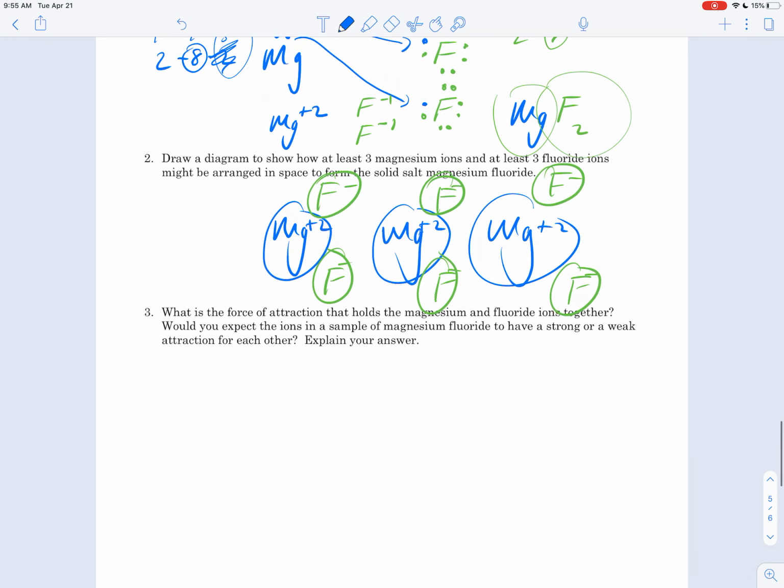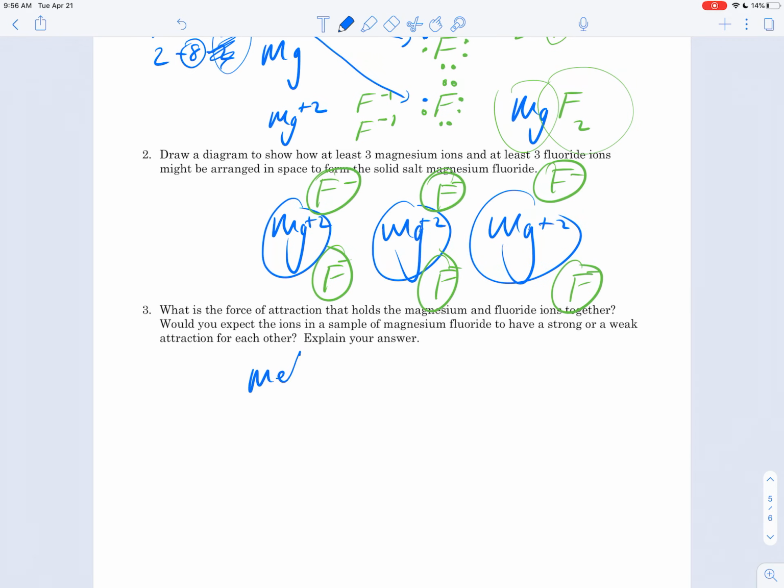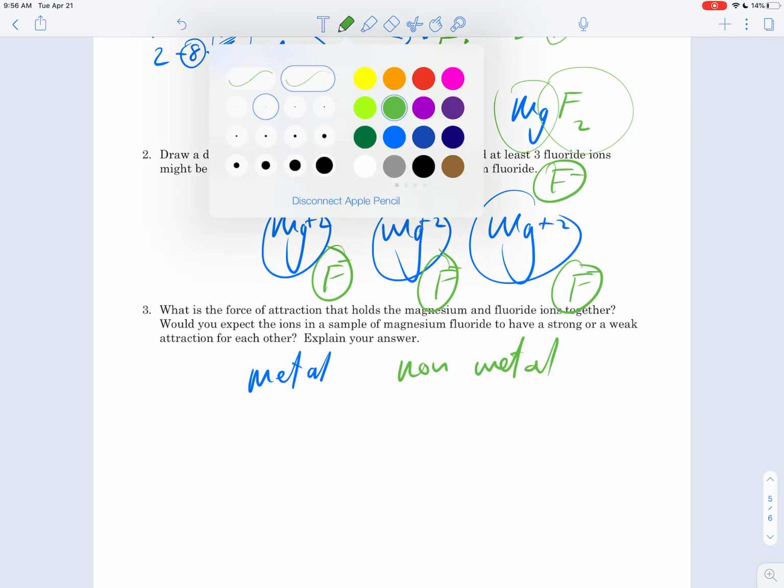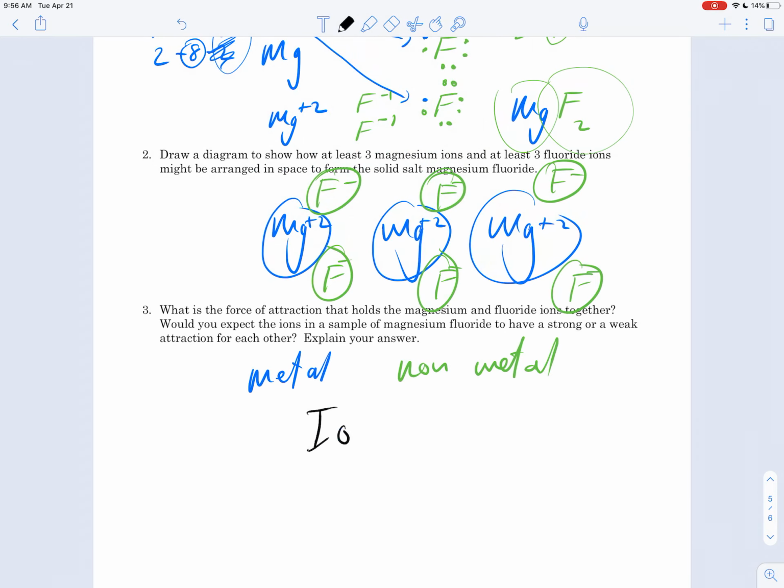And there we go. So number 3 says, what is the force of attraction that holds magnesium fluoride ions together? Would you expect the ions in the sample of magnesium fluoride to have a strong or weak attraction for each other? Well, this goes back to something we did before we went on the remote learning. And magnesium is a metal, and fluorine is a non-metal. And when metals combine with non-metals, you guys have learnt that we get an ionic bond. And an ionic bond is strong. If we had 2 non-metals combining, we would have a covalent bond, which tends to be weaker.